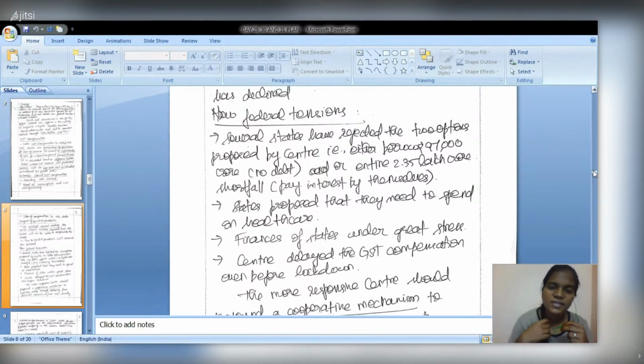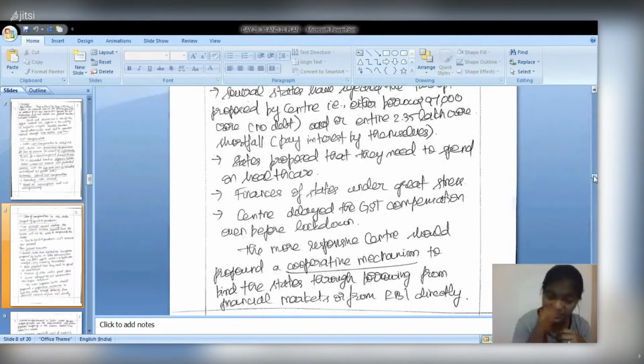Okay, and several states like Tamil Nadu, Punjab, Puducherry, Kerala have raised their complaint against the Centre for not giving GST compensation, because we already know the states were in great financial crisis, because they had to spend or contribute a higher percentage on the health sector. Okay, as it was the need of the hour at that time, and the finances of the states were under stress, the Centre delayed the compensation fund even before the lockdown. That is also one of the reasons put forward, which raised the federal tensions between the Centre and the states. Okay, so what should be done by the Centre?